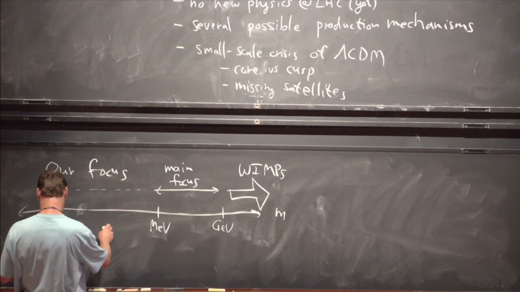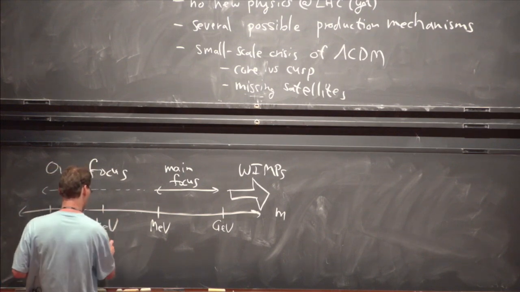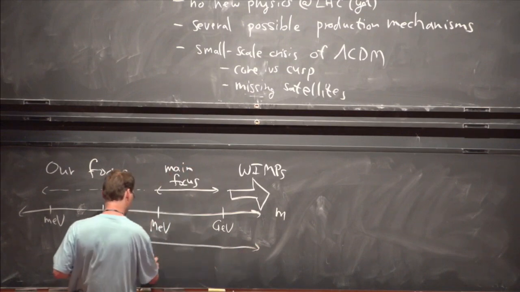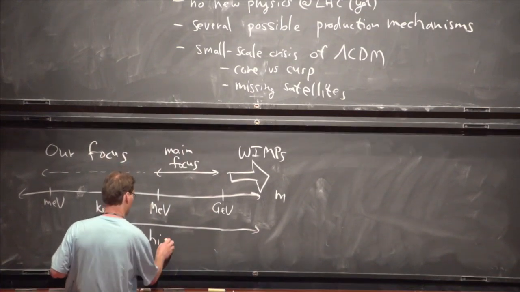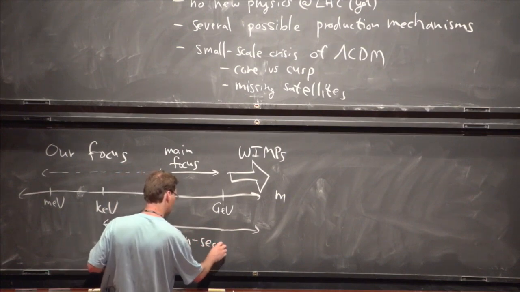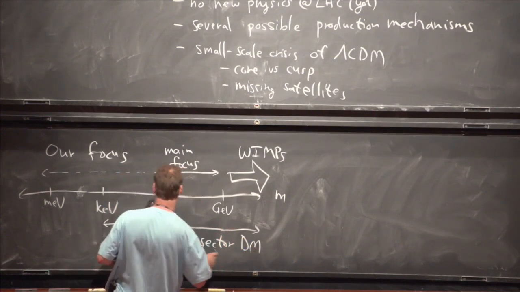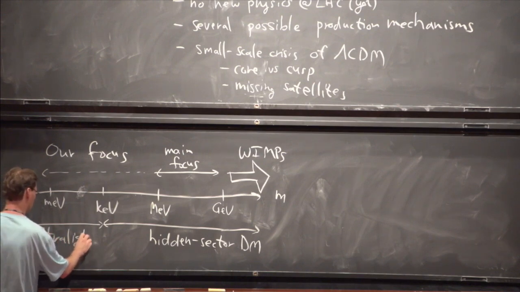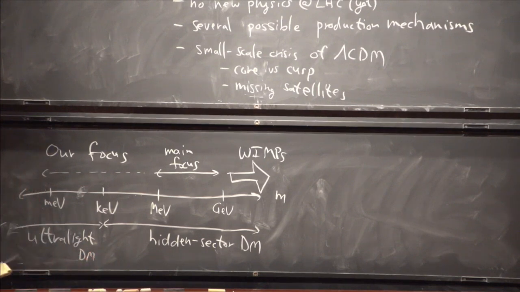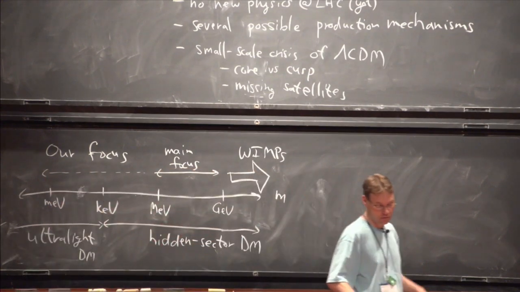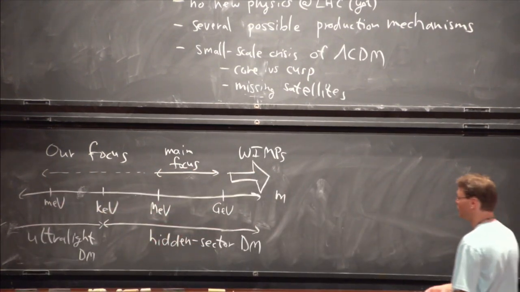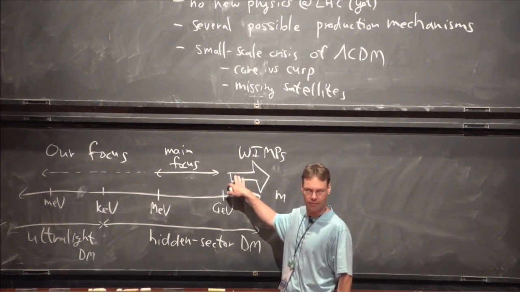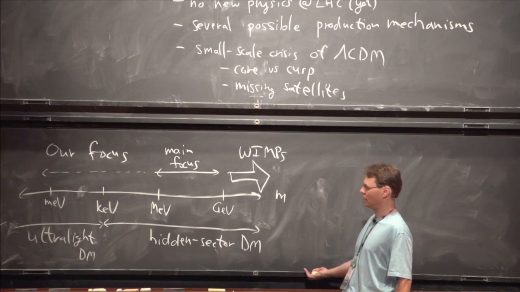So in general, there are different ways of defining things, of course, but we can call this hidden sector dark matter, or dark sector dark matter. And below this, it continues, we can call this ultralight dark matter. Here it has to be bosonic; ultralight is bosonic. And hidden sector dark matter can, of course, extend much, much higher. So below the GeV scale, we don't call them WIMPs, okay? At least not in this lecture series.